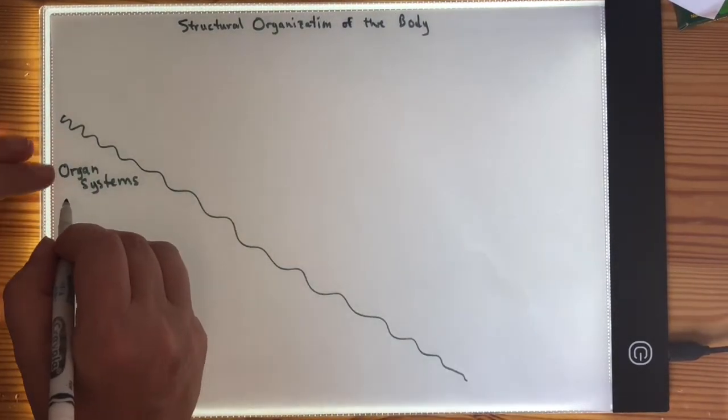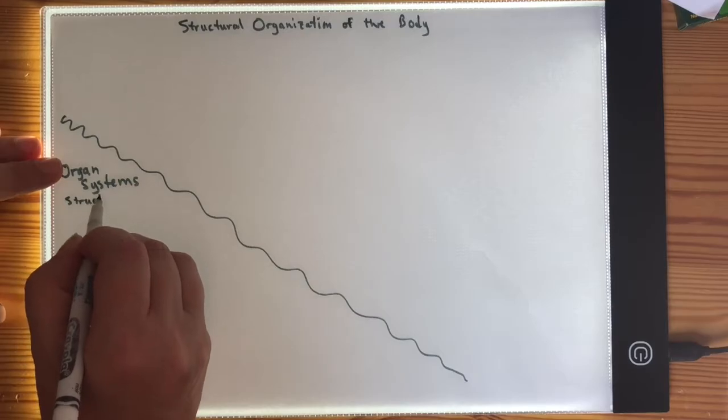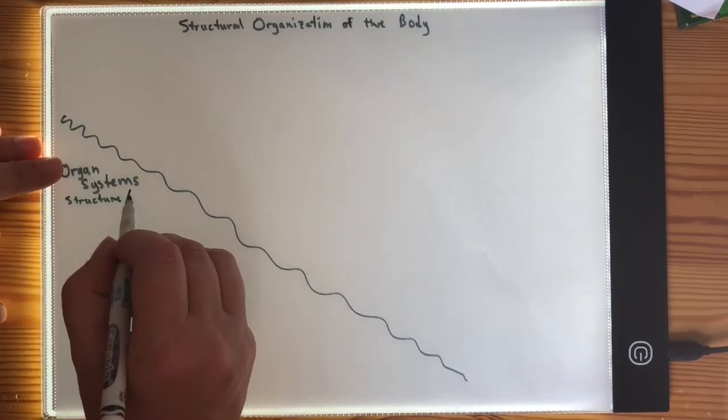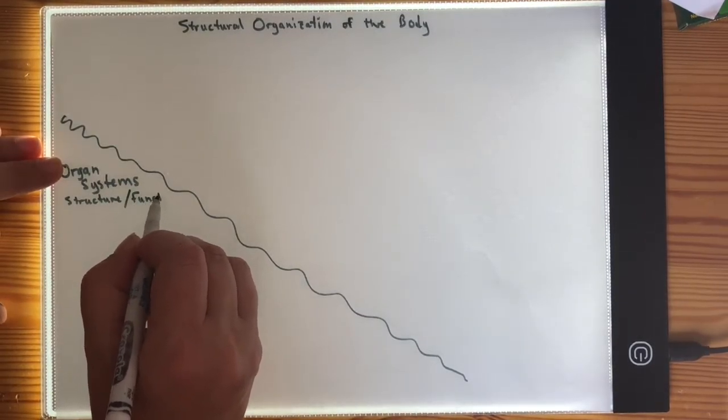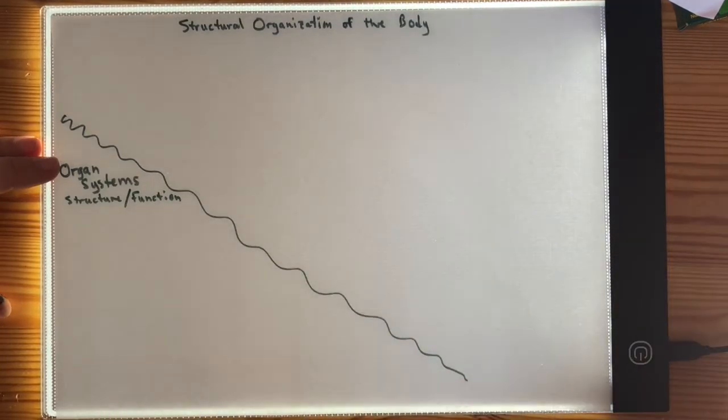Now as you're thinking about organ systems, I want you to think about the structure and the function of each of the systems of the body. Sometimes as you're moving through a class like this one, a lot of the information starts to get jumbled around inside of your brain. And so I personally think it's important to keep your thoughts organized.